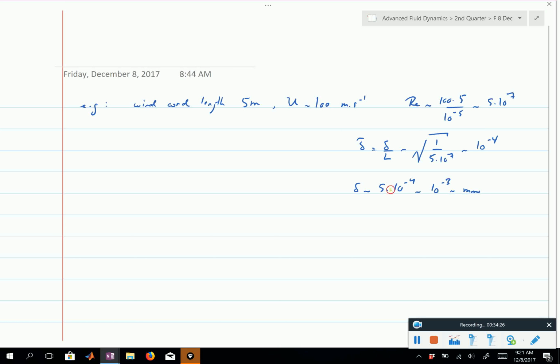Yeah, this is 5 meters. So you have 5 times 10 to the minus 4. You know, it's roughly a millimeter, half a millimeter. It is small.